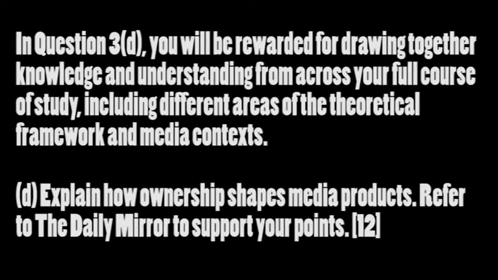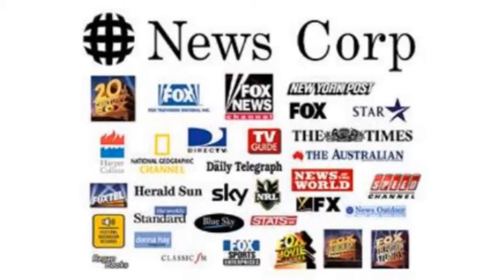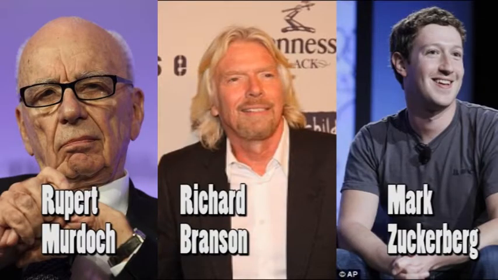3D. Explain how ownership shapes media products. Refer to the Daily Mirror to support your points, and this is worth 12 marks. Ownership shapes media products because ownership involves a big company, and usually there is one person in charge of everything overall. This means that the owner's worldviews will inevitably shape the media their company creates.